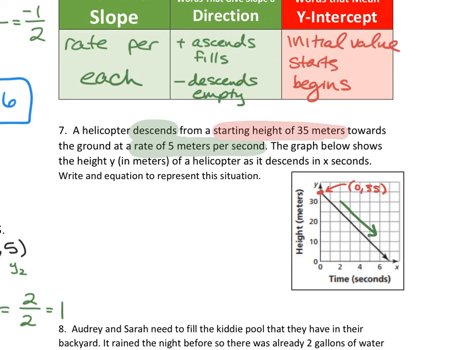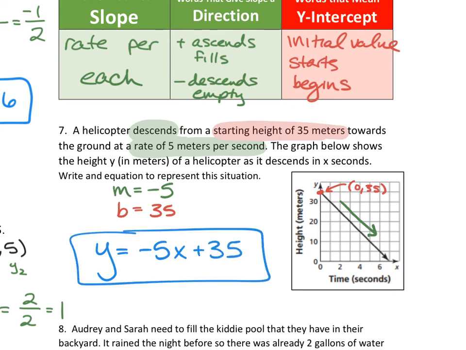All right, this real world problem comes from words and the graph, but since we already know the slope and the y-intercept, my slope being -5 because it's going down, and my y-intercept being 35 since that's where the helicopter starts, I can fill in my equation easy. y = -5x + 35. Voila. There's the graph of the helicopter as well as the equation that represents that helicopter's landing.